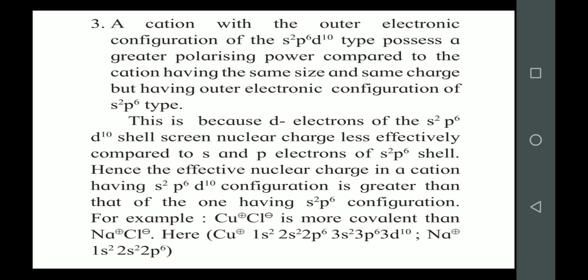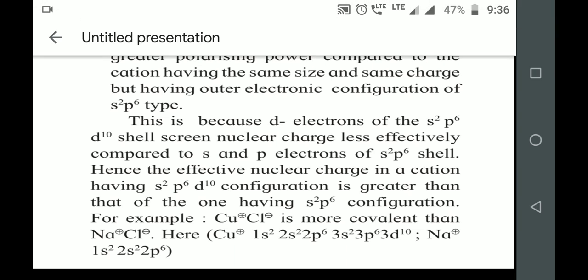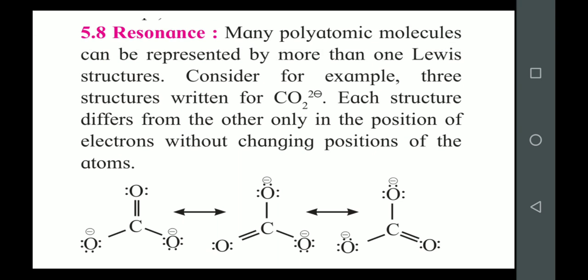Okay, so these are the three important rules put forth by Fajans: how an ionic compound will exhibit covalent character, and how we can explain the covalent character in ionic compounds. Let us come to the next topic, which is resonance.